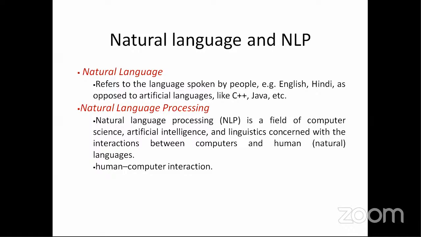When you say natural language, the language that humans speak, such as English, Telugu, Kannada, Tamil, we can say it's a natural language. These languages are opposed to artificial languages. We know that humans invented artificial languages. We only invented C++, Java, Python.